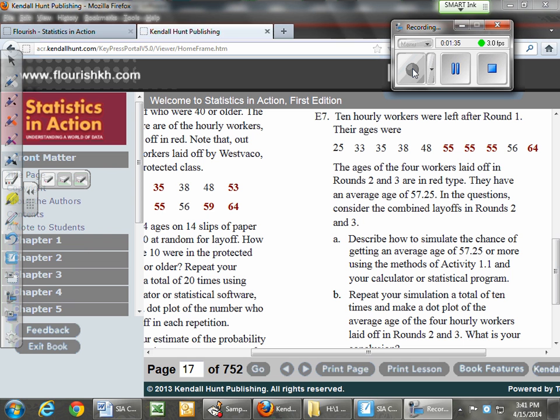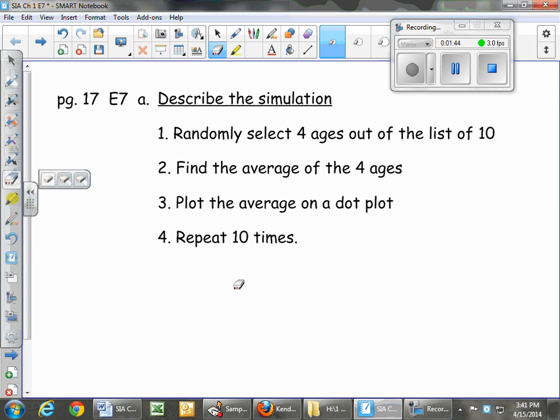Letter A says, describe how to simulate the chance of getting an average of 57.25 or more. So that's what the steps to a simulation are, and you guys need to have these memorized. They're exactly similar to what we did on the activity with the bowl and drawing ages out of a bowl. So we're going to explain how we're going to do our random simulation.